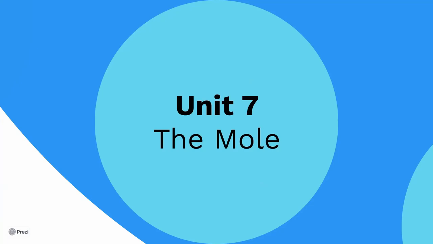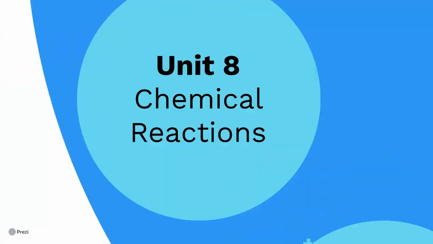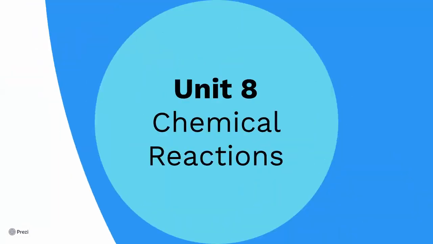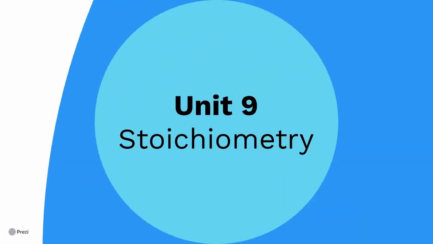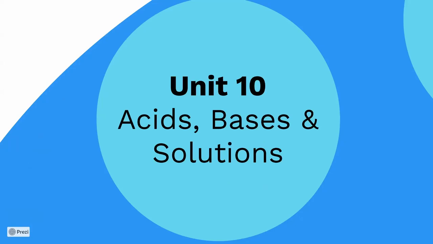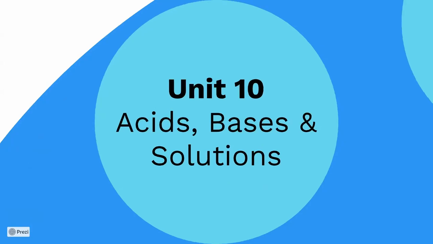In Unit 7, we will start the mathematical portion of our curriculum, starting with the mole. Then in Unit 8, we'll move on to chemical reactions. Unit 9, we'll move on to stoichiometry, which includes more mathematics, mainly Algebra 1 style math. In Unit 10, we'll finish the year looking at acids, bases, and solutions.